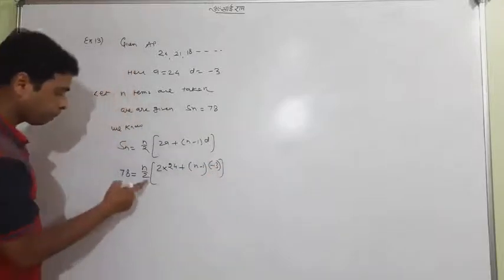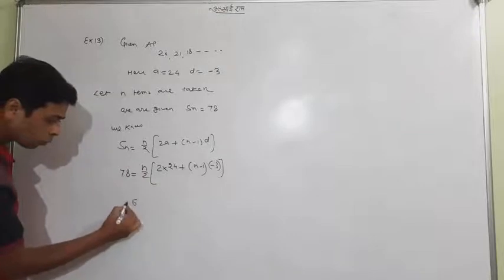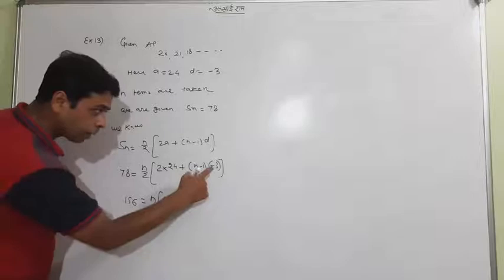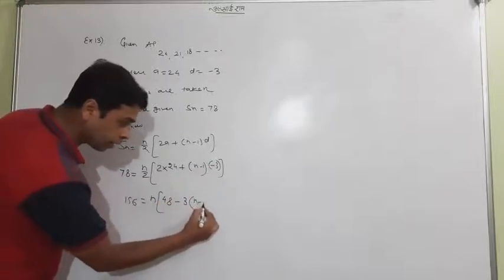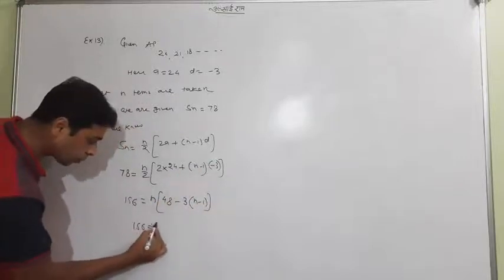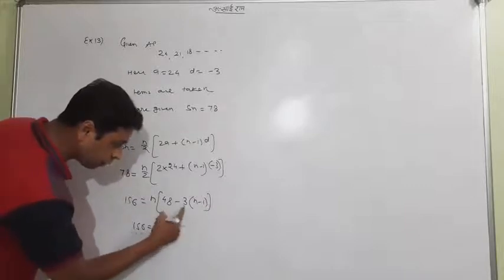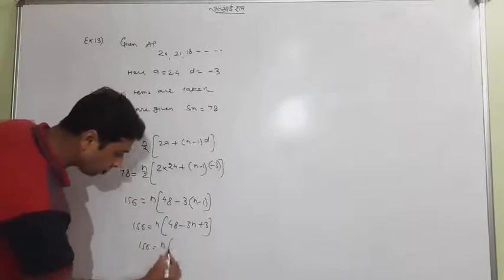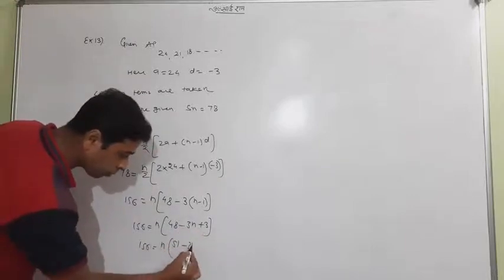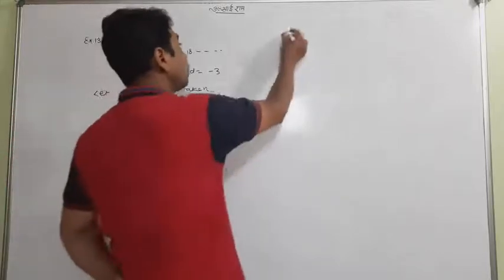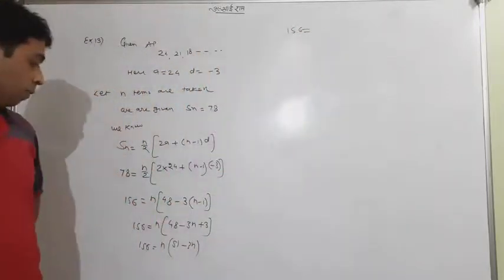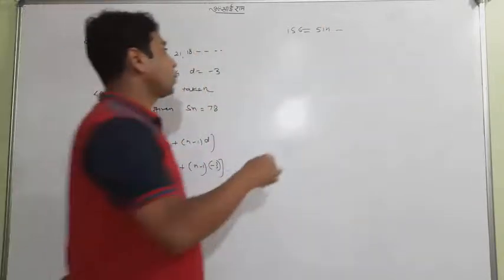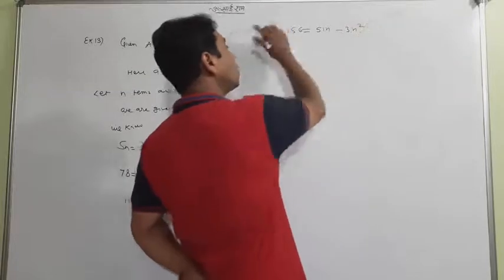Look at it properly. I transfer the 2 to here: 156 equals n times... 24 2s are 48, plus and minus minus 3 times n minus 1. Multiply by 3: 3n plus 3. These two will be 51. Multiply by n inside: 51n minus 3n square. Transfer all the terms.